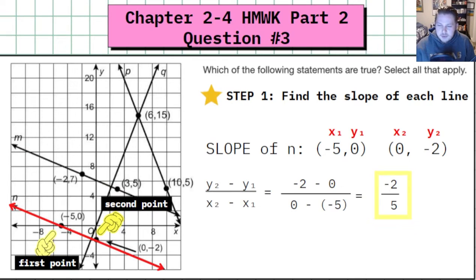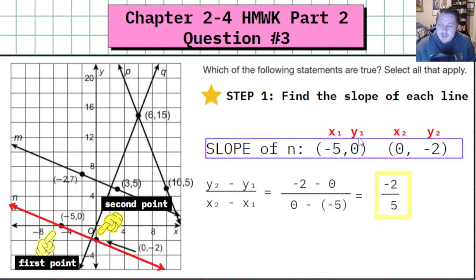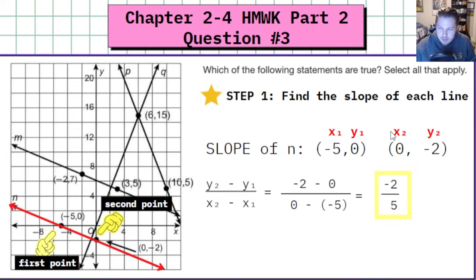All right, I can go to the next one. Here are my 2 points. This is the slope for line n. It's at negative 5, 0, and 0 comma negative 2. Here's my x1 and y1. My negative 5 comma 0 is my x1, y1. 0 comma negative 2 is my x2, y2, right? Going left to right to find out which point is which. My x1 and y1.